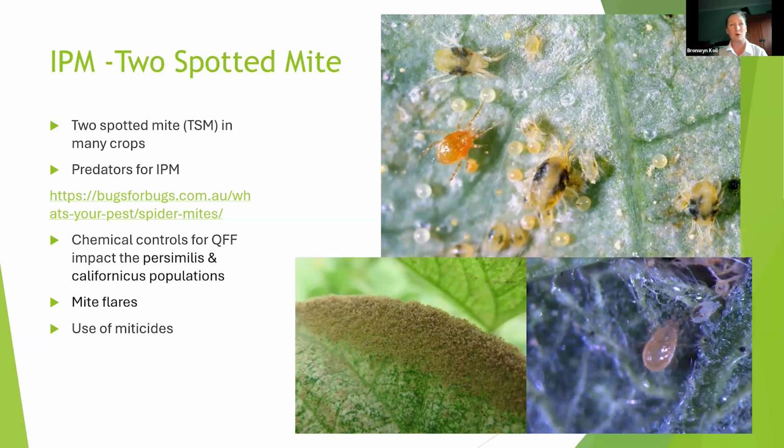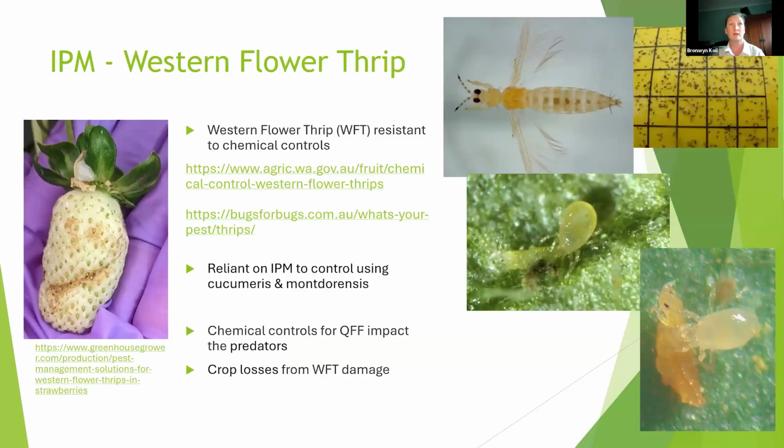So by controlling one problem, we actually cause another problem, and that's not a pathway that we need to go down. In the Yarra Valley, Western flower thrip is actually a really important pest to manage because it can get into the flowers and damage the fruit. And that fruit is unsaleable. And interestingly, Western flower thrip is resistant to the known chemical controls.